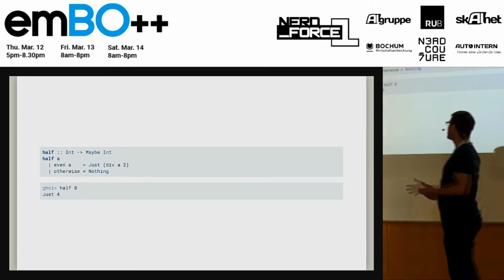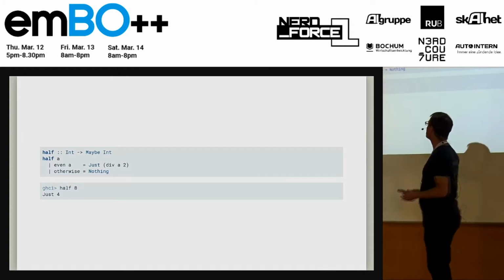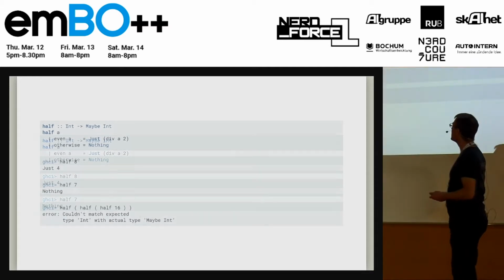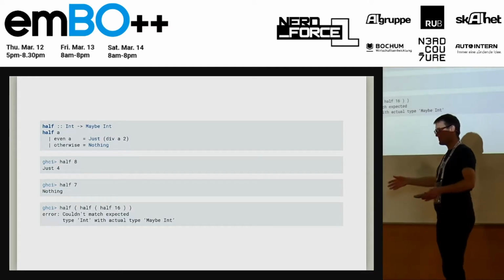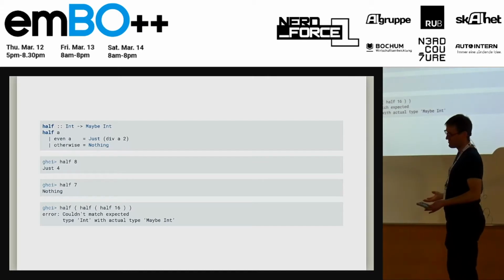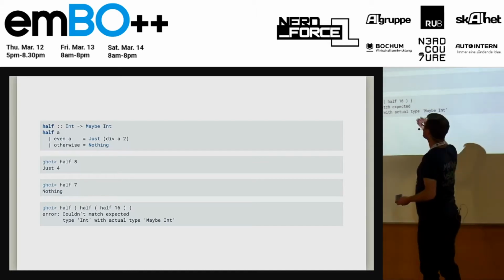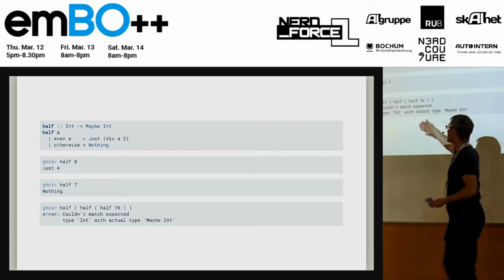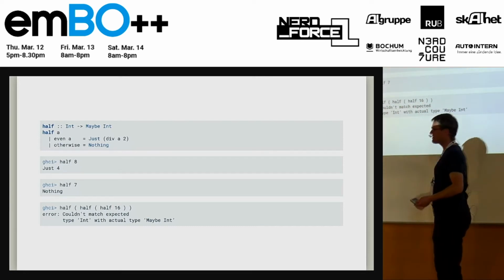If I try it out, half of 8 is just 4, half of 7 is nothing, and half of 16 is a compile error, because the function takes an integer but returns a maybe. So I have a problem with this chaining. I cannot nicely chain it.